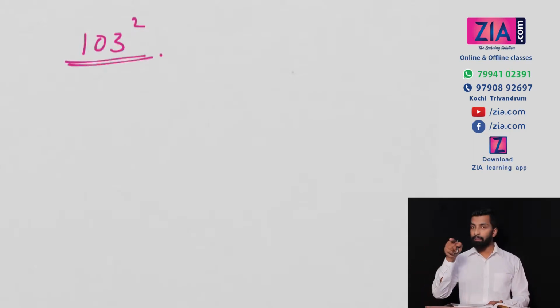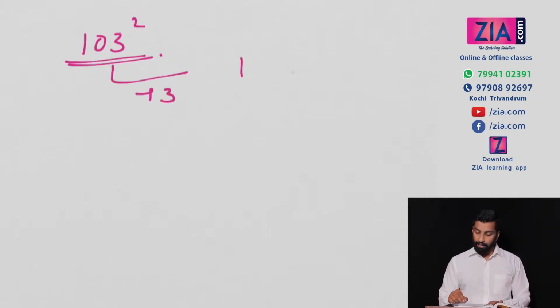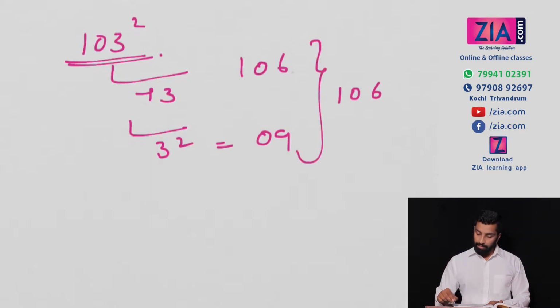Now next question, by using the identity you need to find 103². You can easily find it with the method that we have discussed in squares. What is that? You add extra, that means plus 3, you will get 106, then 3² is 9, you add 0, so your answer is 10609. But here you need to find it by using the identity. So let's see how we are going to do it.